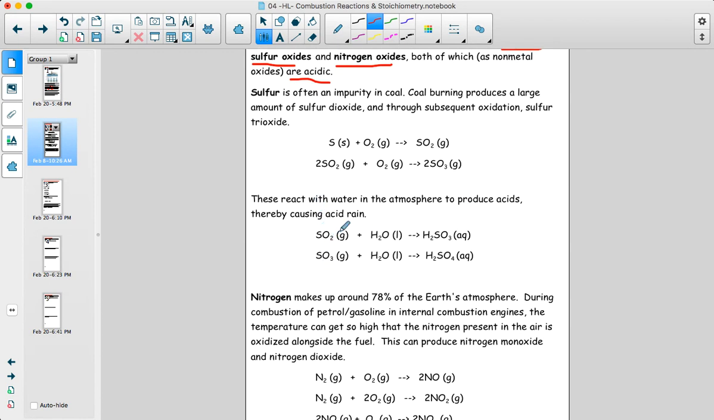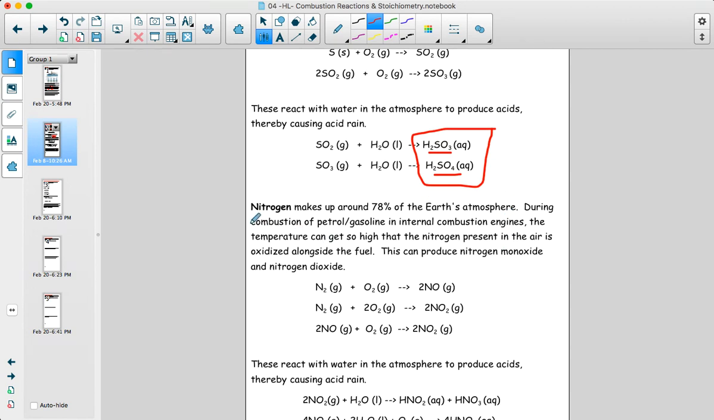Both of those gases react with water to produce acids. And the one acid here you're supposed to really know is sulfuric acid on the bottom. That's a strong acid. And the one up here is called sulfurous acid, not as strong an acid, but still an acidic substance. So sulfur oxides react with water to produce acids, and that's one of the causes of acid rain, acid deposition. Nitrogen is the major component of Earth's atmosphere, about 78% of the atmosphere.